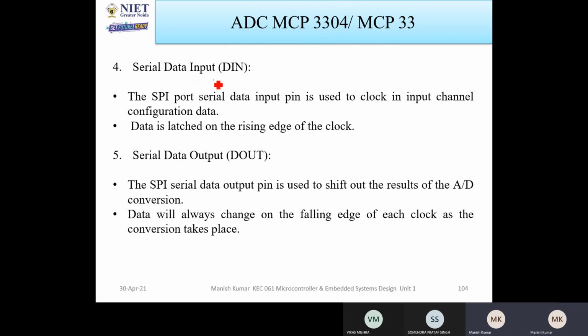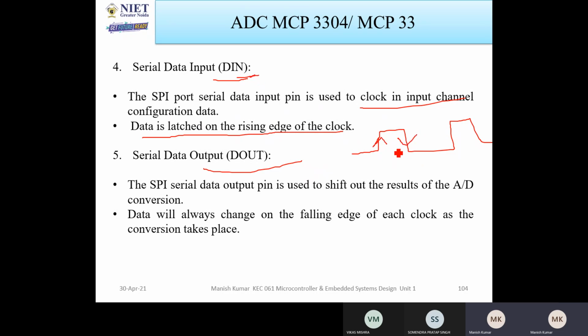Next is serial data in. The SPI port serial data input pin is used to clock in input channel configuration data. Whenever you want to send the input, you can use the D in pin, and whenever the ADC wants to send the data, it will use the D out pin. What is the difference between these two? D in data is latched on the rising edge of the clock. Whenever you are providing the clock, at the rising edge, D in happens. At the falling edge, D out happens. This is the difference between these two.